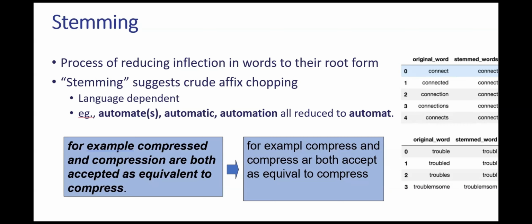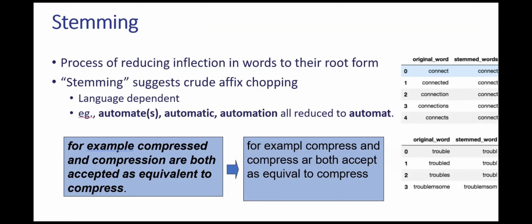Now, stemming is typically a language-dependent process. It involves a crude affix removal, meaning that it may cut off parts of a word that result in a non-standard base form. Here, for example, connect, connected, and connection all get reduced to the base form, which is just connect. While stemming is effective in reducing the size of the vocabulary, it can sometimes lead to inaccuracies because it doesn't always respect the linguistic structure.